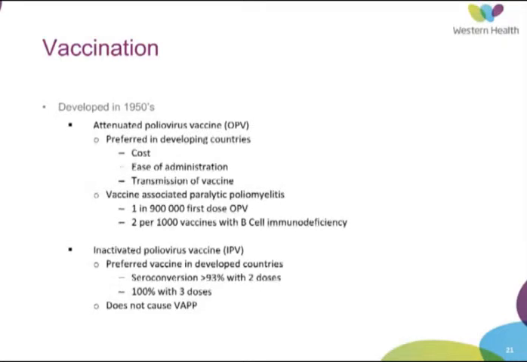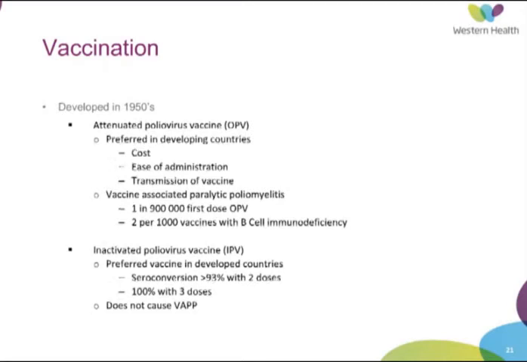The downside of the oral vaccine is this vaccine associated paralytic poliomyelitis. As this is an attenuated poliovirus, there is a chance of a reactivation and acute infection from the vaccine. The incidence of this is 1 in 900,000 for the first dose of the oral vaccine. They require 3 doses, I should have said, sorry, for seroconversion. And it is two in 1,000 cases of those with B cell immunodeficiency. So this is considered a contraindication to using the oral vaccine in this patient population.